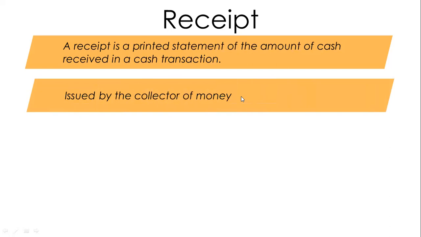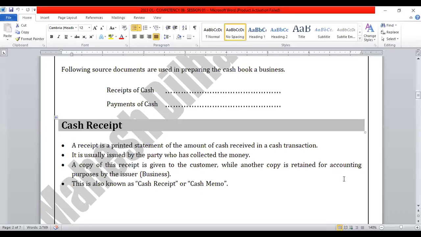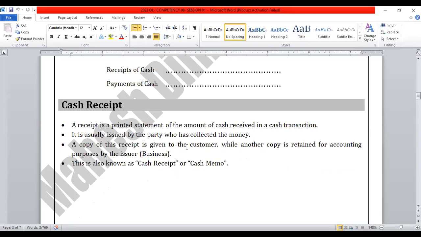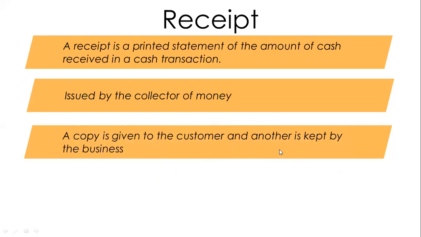Normally, this receipt is issued by the collector of the money. I think all these things have been given in the tutorial. A copy of this receipt is given to the customer, while another copy is kept by the business. It is usually issued by the party who has collected the money, the collector of money.